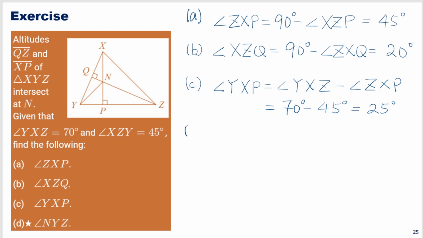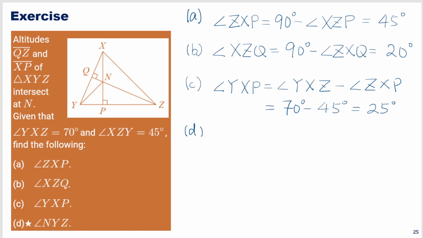Okay, how about the last one? XP is altitude on side YZ. ZQ is also altitude of the side XY, right? The two altitudes meet at N, so we know that N is called, what's the name of that center? It's called orthocentre, right?